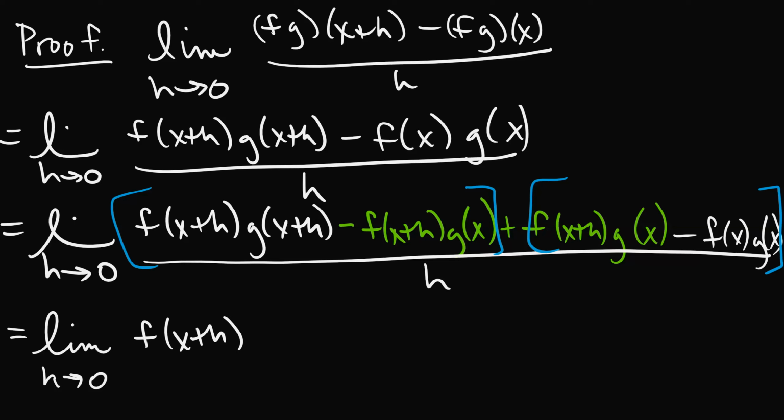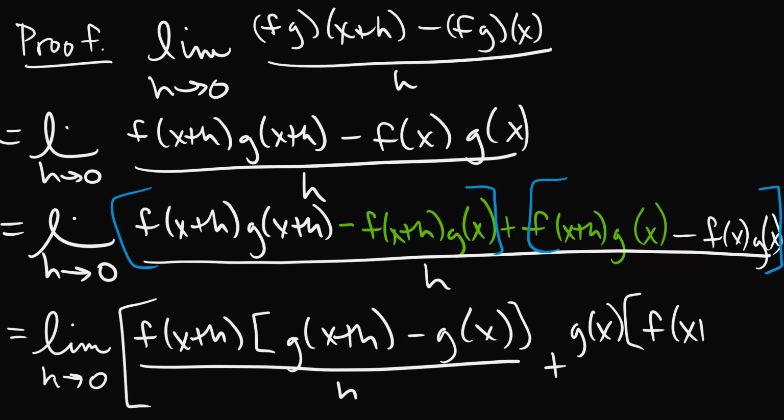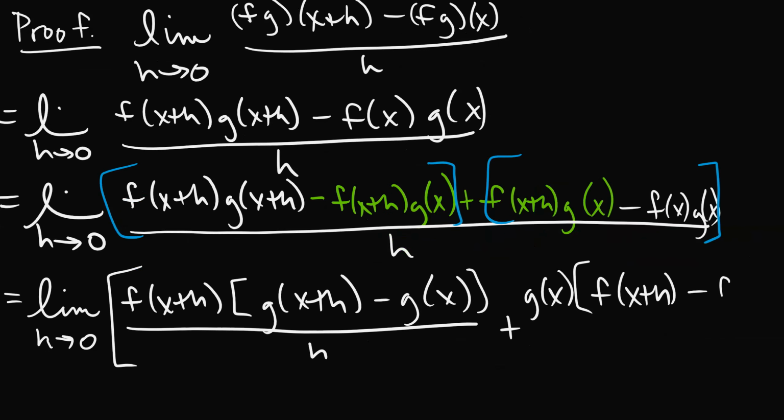And so I'm going to factor out f of x plus h, and then I'm left with g of x plus h minus g of x, and then that's all divided by h. And then the second part, so I'm splitting the fraction into two pieces and simultaneously factoring out a common factor. So in the second half, I'm factoring out g of x minus f of x, and then all over h.